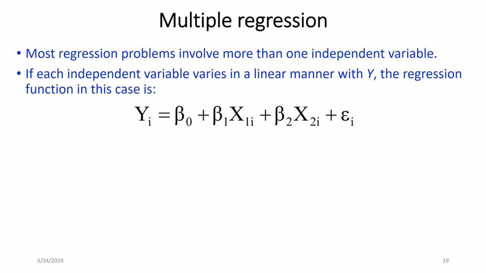In real life, most regression problems involve more than one independent variable. If each independent variable is linear with y, then the regression function is this. Epsilon here is the unsystematic variation. We need to estimate the coefficients beta naught, beta 1, beta 2, etc.